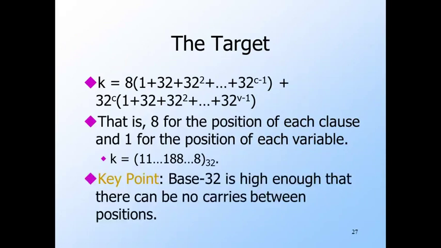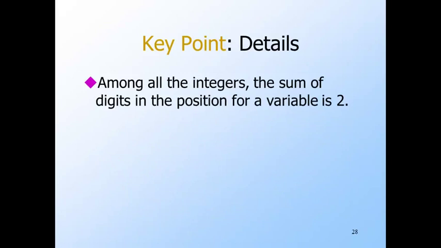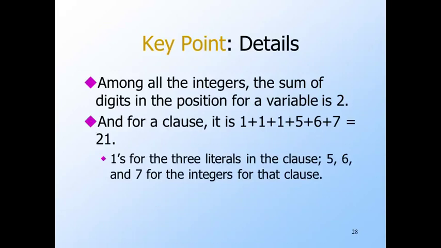We claim that when we add a subset of the 2v plus 3c integers, there cannot be any carries from one place to the next higher place. We'll see why on the next slide. In the high order positions, only 2 integers have a 1 in any position, so there can be no carries there. For the low order positions corresponding to the clauses, each position has integers with 5, 6, and 7 there. Even if all 3 are in the selected set, that's only 18, not enough.